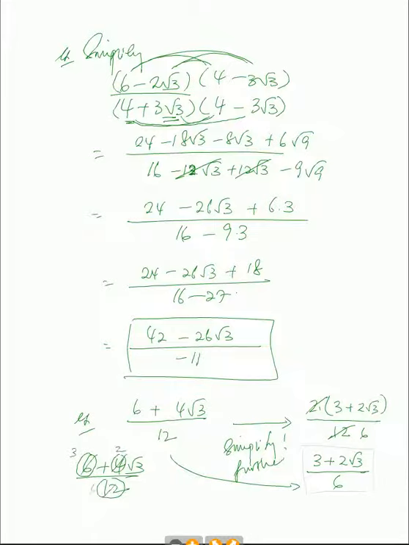12 divided by 2 makes it 6. And so my final answer becomes that. So if you like this method, make sure you understand I'm not just cancelling the 6 and the 12 or the 4 and the 12. I'm really cancelling all of them at once.